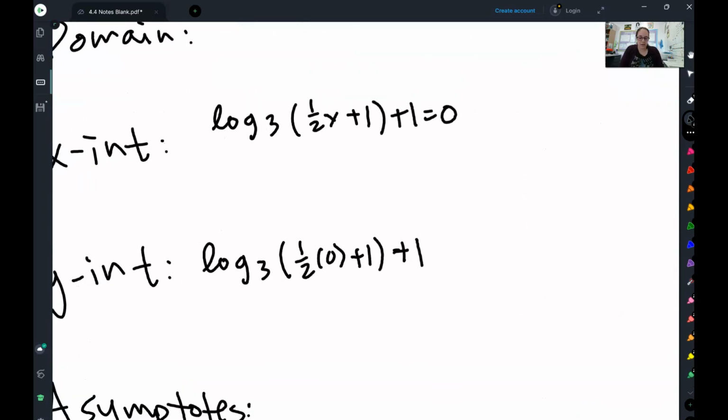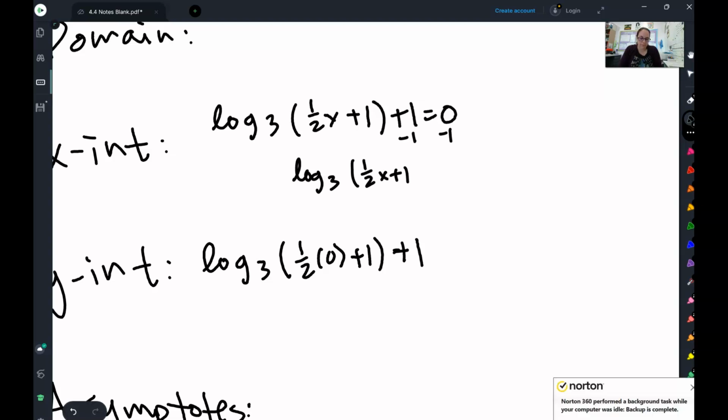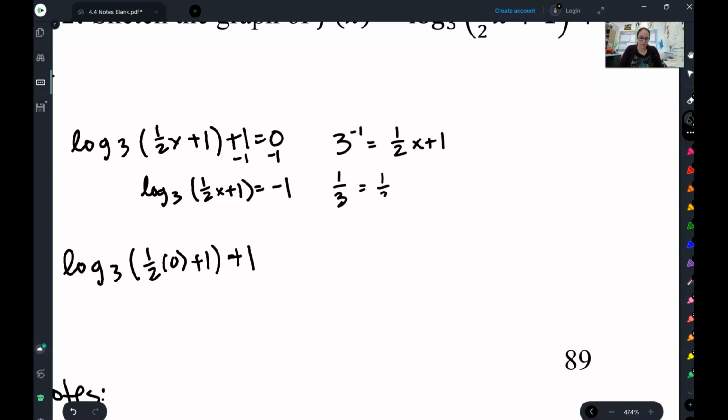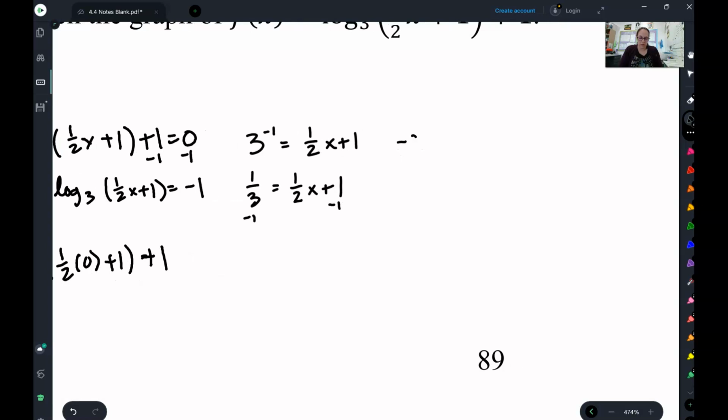For our x-intercept, let's get the log by itself. So then we can change the form. Base stays the same, input and output flip places. 3 to the negative 1 is going to be 1/3. Bring it down and make it positive, and we minus 1. 1/3 minus 1 is negative 2/3.